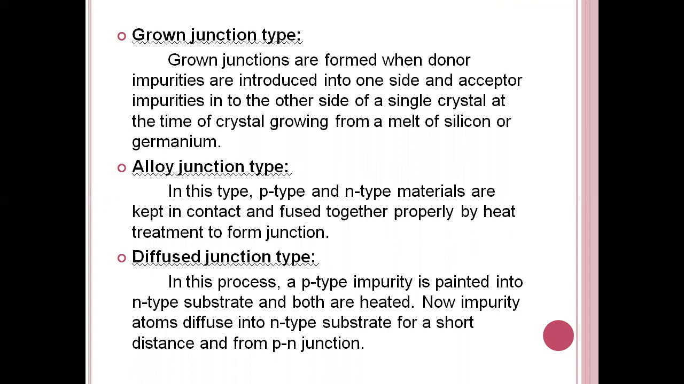In the third process, the diffused junction type, which is a very important one used in today's life, either an N-type substrate or a P-type substrate is taken, and it is painted with the other material. Suppose you have taken an N-type substrate, it is painted with P-type material and both are heated, so that atoms diffuse from one side of the substrate to the other side, and a junction is formed between them. Such a process is called the diffused junction method. By any of these three methods, a P-N junction is formed.